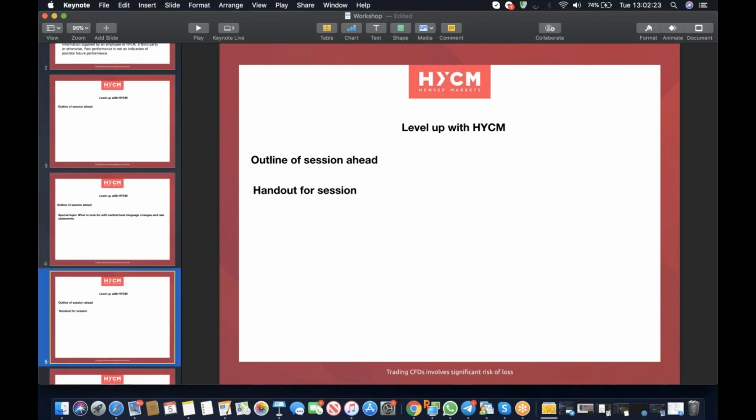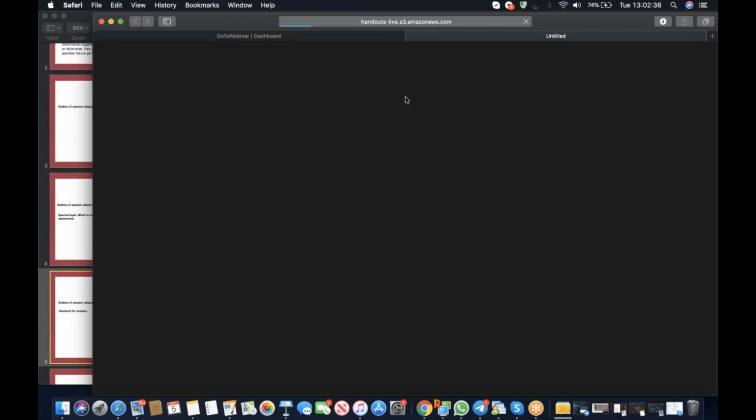For the handout for the session, if you go to the GoToWebinar control panel on the right-hand side, you'll see a handout section, and underneath that you've got a workshop guide, which is particularly helpful.